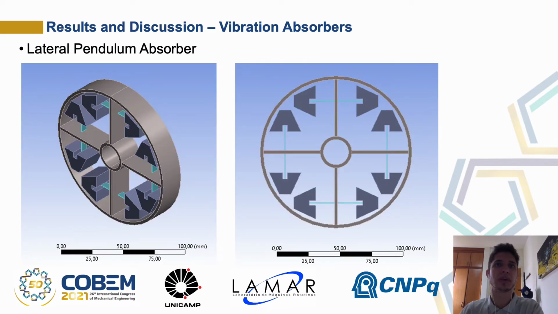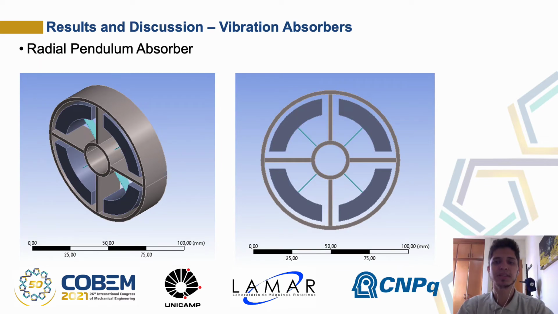The second vibration absorber is shown on this slide, and it's named lateral pendulum absorber. Last but not least, there's the radial pendulum absorber, and all the 3 concepts were tuned for a natural frequency of approximately 28 Hz, so it is expected that its resonant mode occurs when the rotating system approaches its second critical speed, thus concentrating its vibrational energy on the absorber's secondary mass, in this case the pendulums.